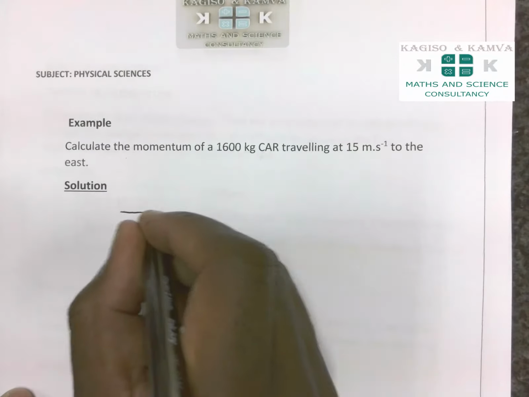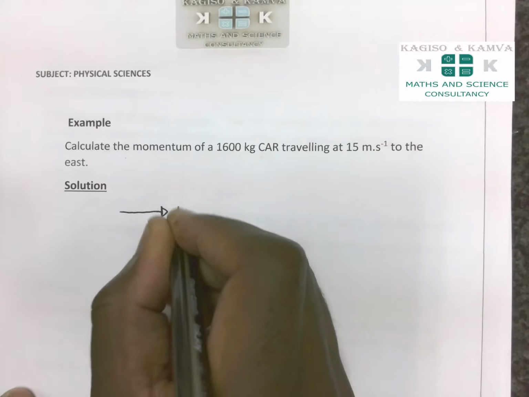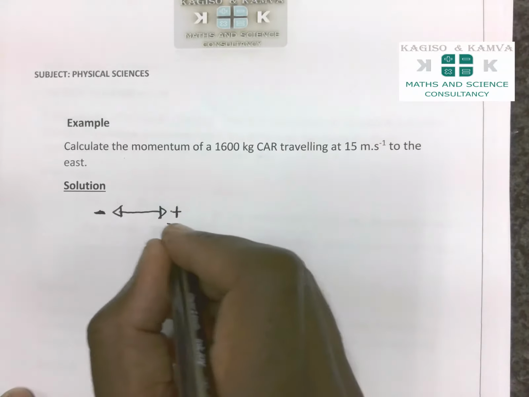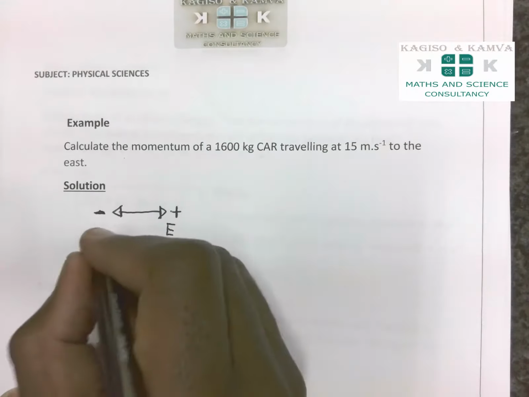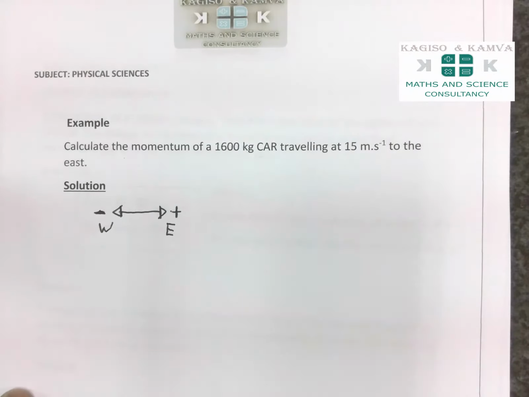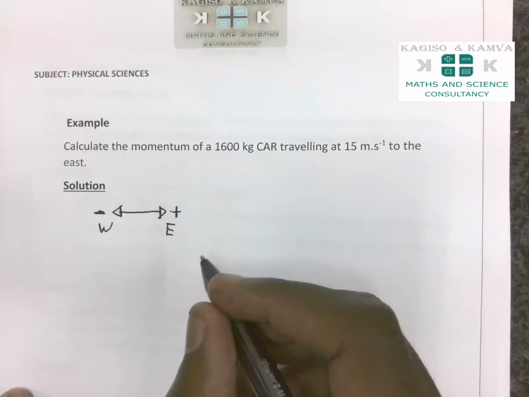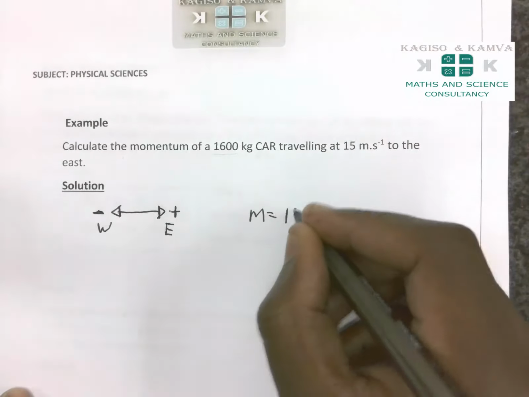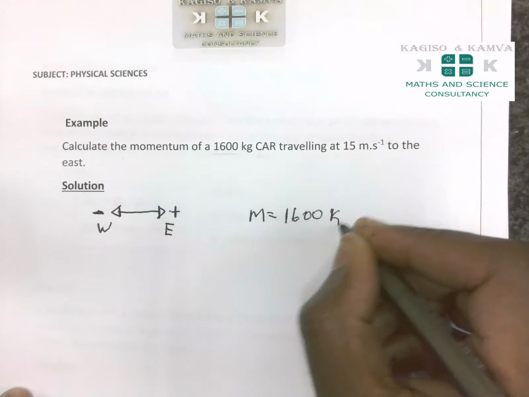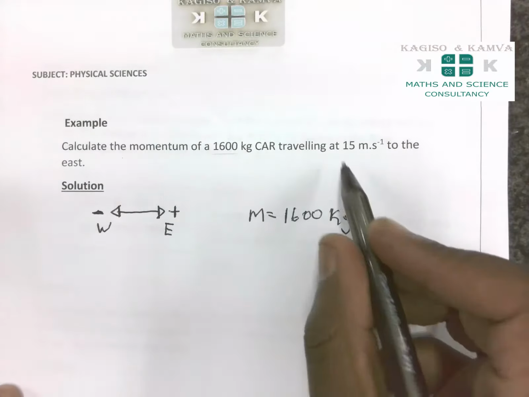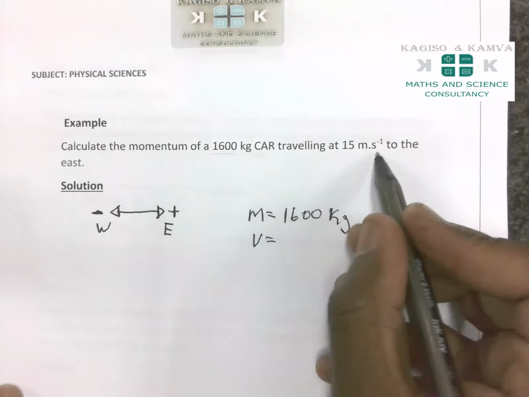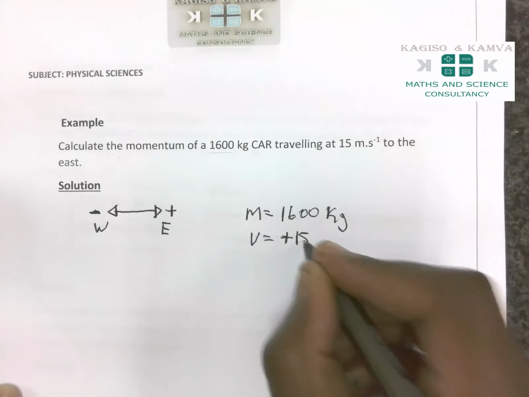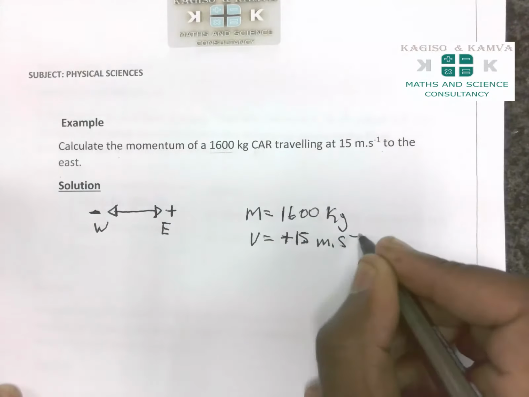So I'm going to take this direction as positive, and that direction as negative. So I know that going east is positive, and going west is negative. Collecting my data, I know that the mass of the object is 1600 kg, and the velocity is 15 meters per second east, so this is going to be positive 15 meters per second.